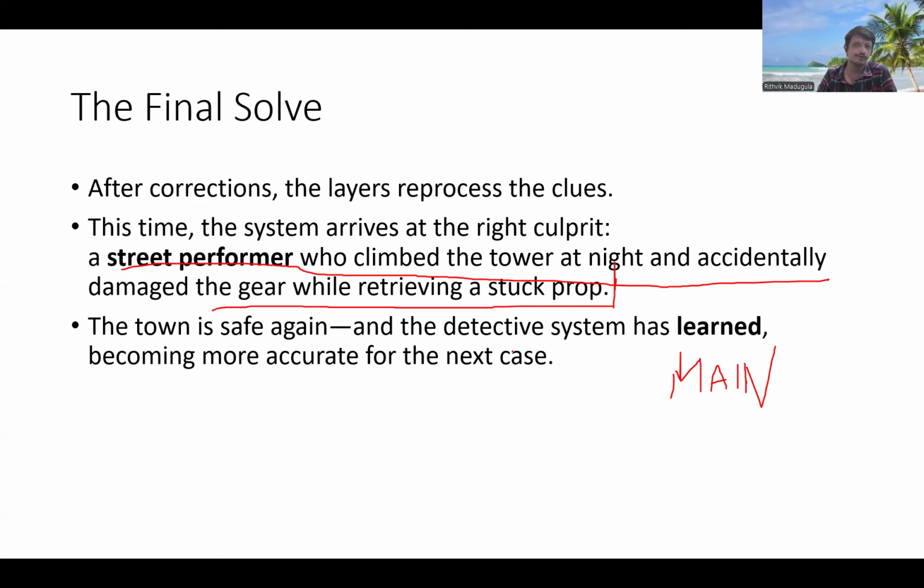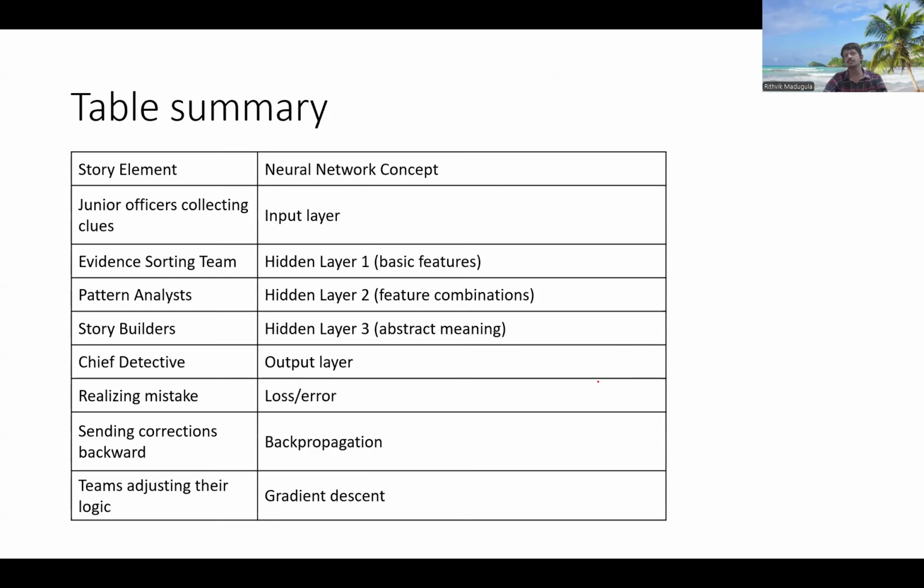And finally, we have resolved the problem that the tower is going to save, and the defective system has learned with all the mechanisms that we have attained, and the street performer who climbed up the tower accidentally has damaged the clock. Now the clock has been set, and the street performer is identified as the culprit in this particular investigation process. So in this way, we can narrate all the entire features.